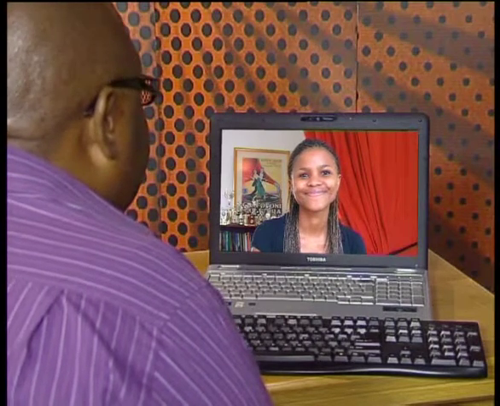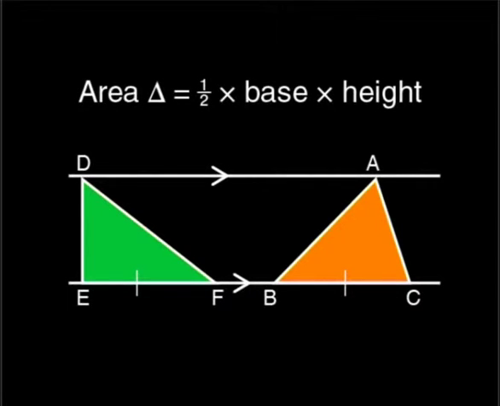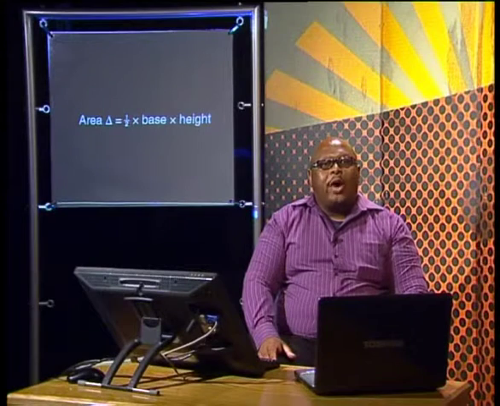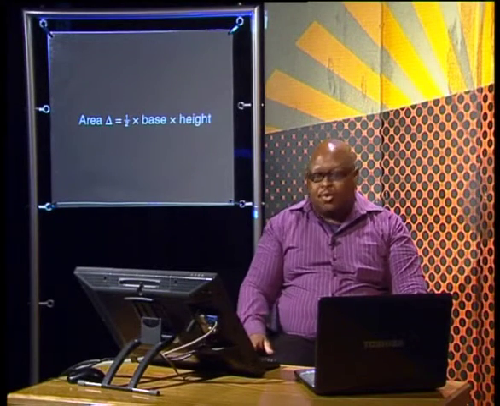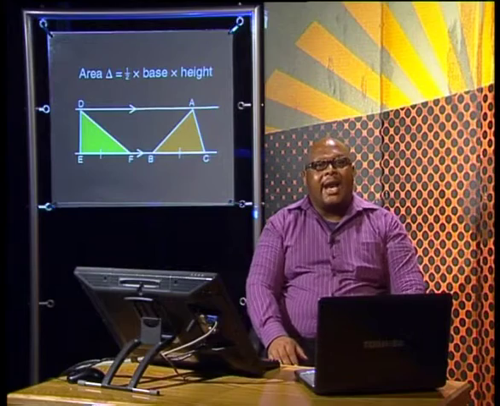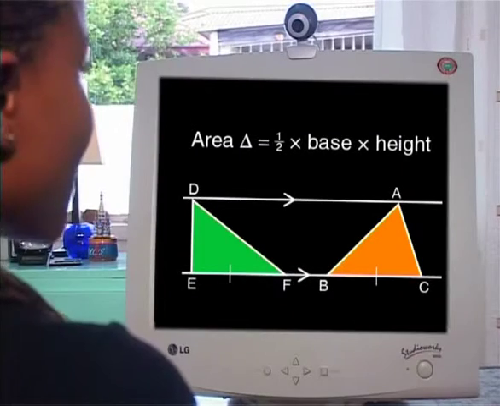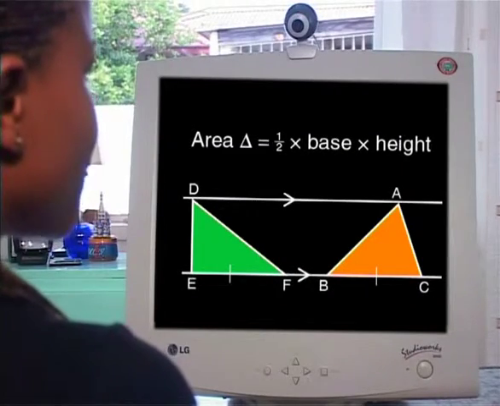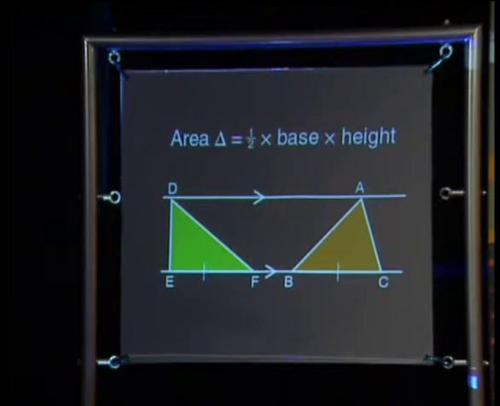That's right. We find the area of a triangle using the formula half times the base of the triangle times the height of the triangle. What about two triangles that are between the same parallel lines that have equal bases? Their areas will also be equal. Let's see if she's right.